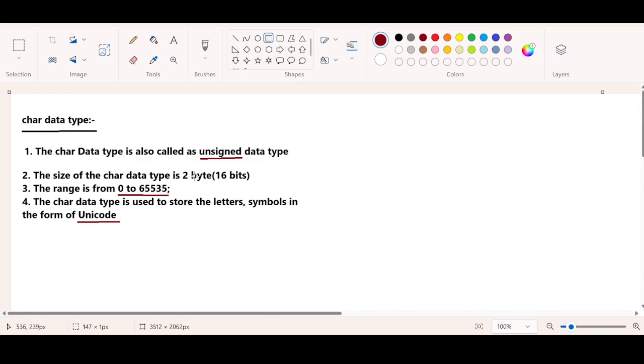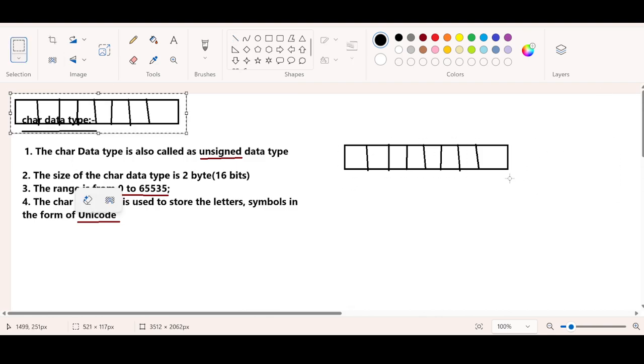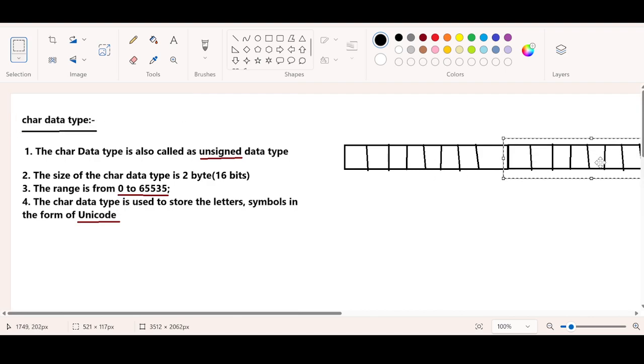So let us recreate the size. Let us try to register the bits. How many bits will there be? There will be a 16-bit registry, yes or no? You have a group of 8 bits: 1, 2, 3, 4, 5, 6, 7, 8. This is an 8-bit registry, and another 8-bit registry is going to make a 16-bit registry.